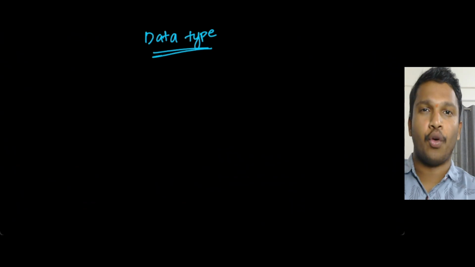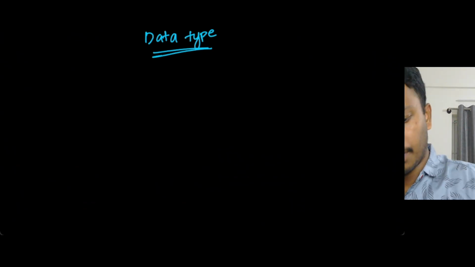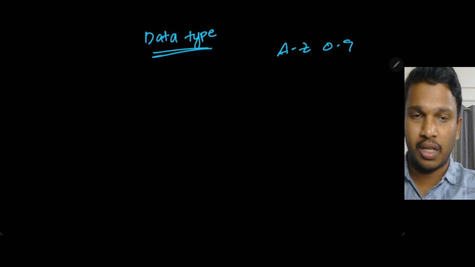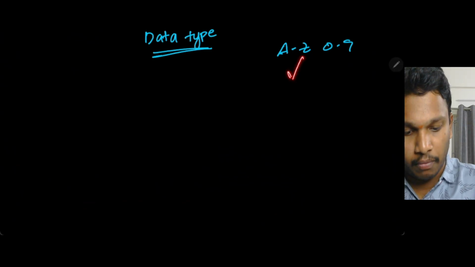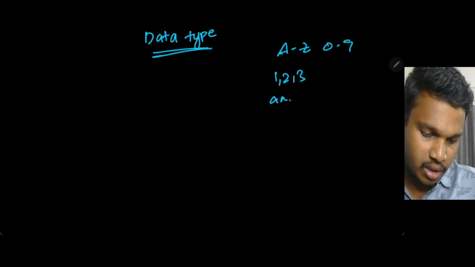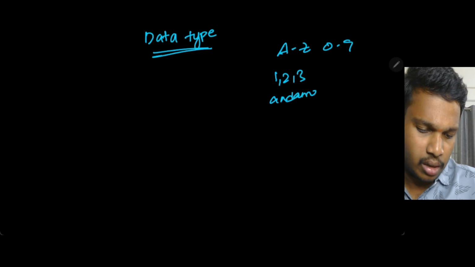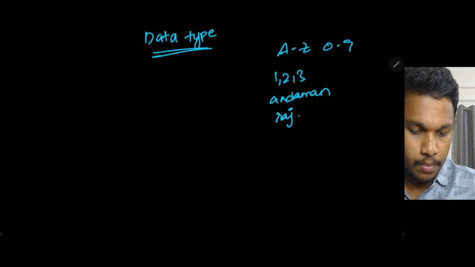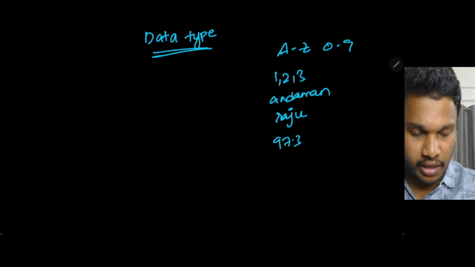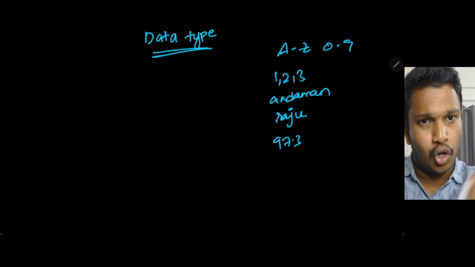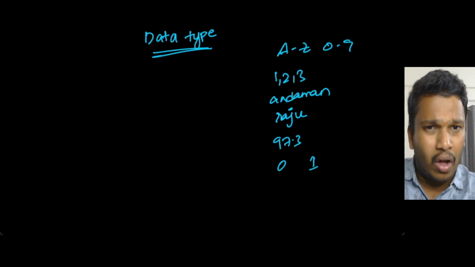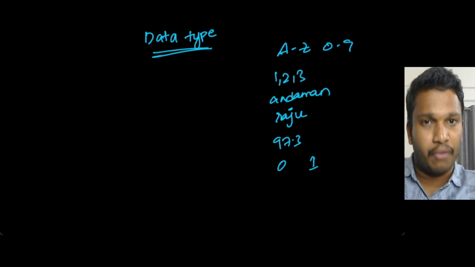Today we are going to start a new video on data types. Basically, data means, for example, A to Z and 0 to 9, all these numbers and things. Whatever is formed from these, we get data like numbers 1, 2, 3, text, names like Andaman, Raju, some percentage of your marks, 97.3%, and your gender, 0 or 1, either male or female. All these are different types of data.